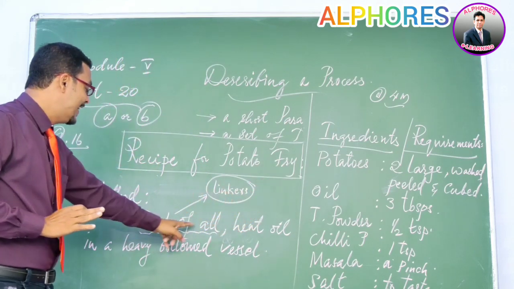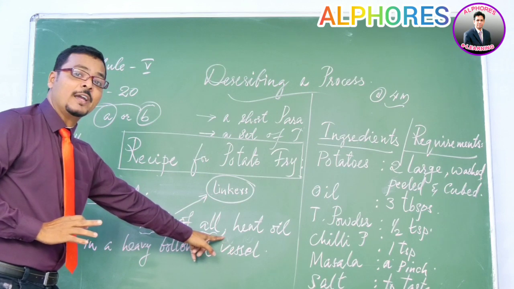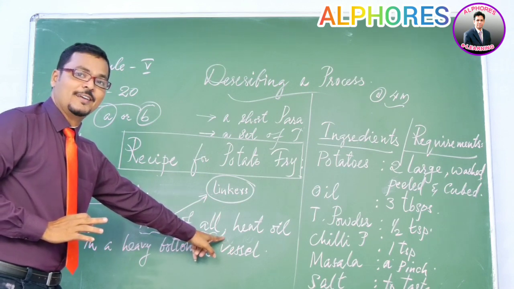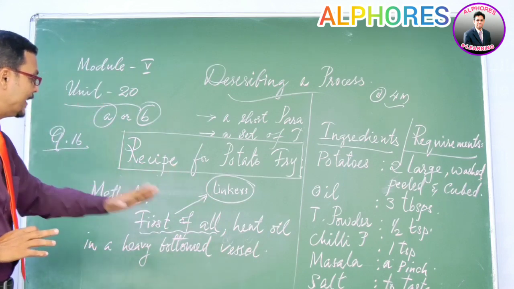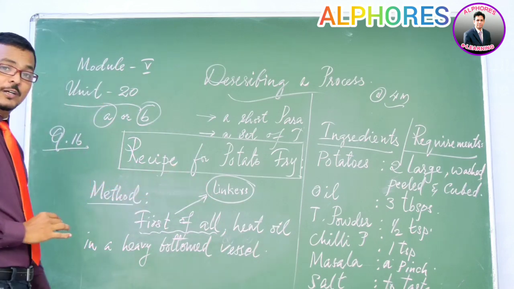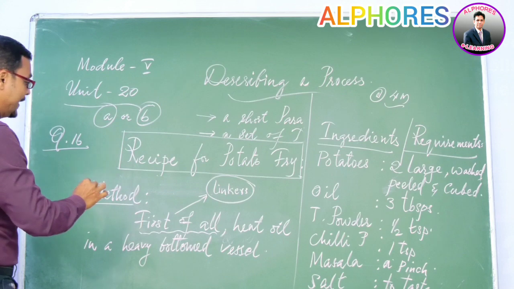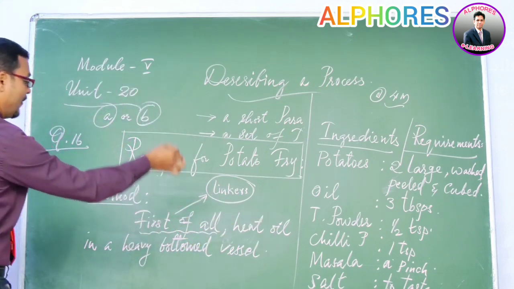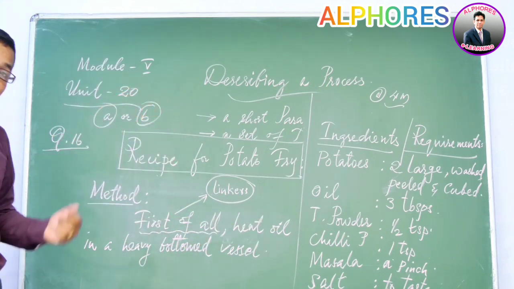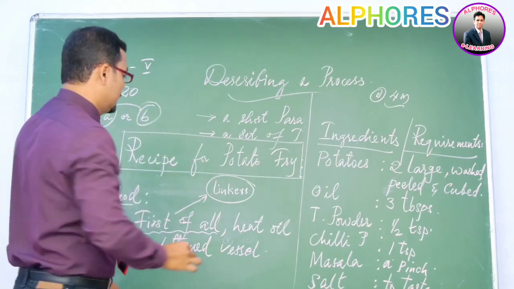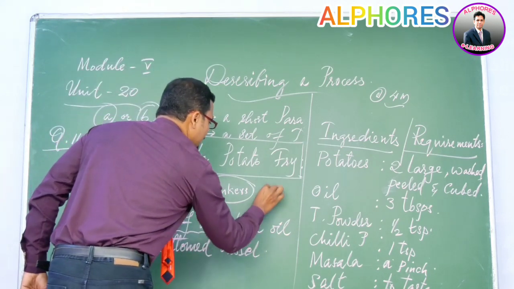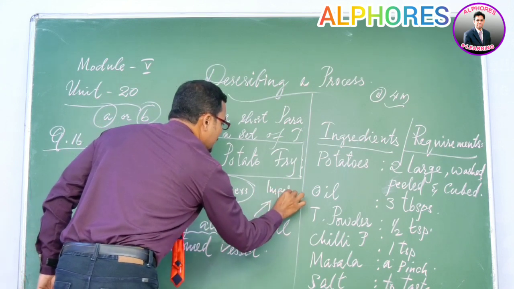And after every linker, don't forget to use a comma. My dear children, okay? Now, this way you can continue the sequence. The second thing you have to mind here is: heat oil in a heavy bottomed vessel. Children, I used the imperative sentence. See, heat oil. I used the imperative sentence.